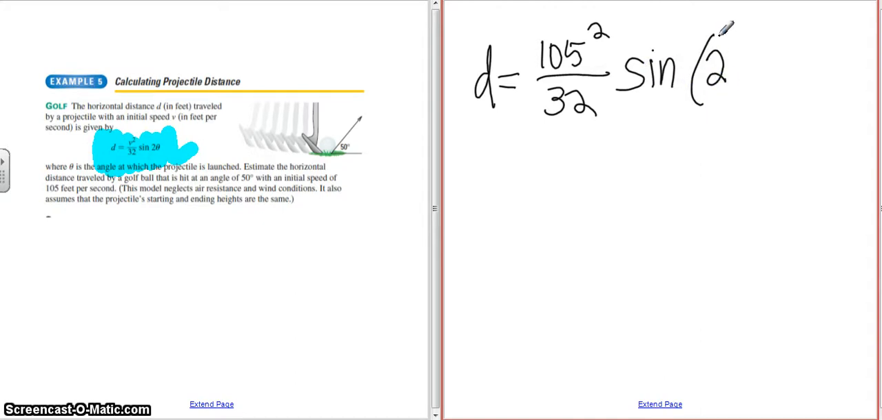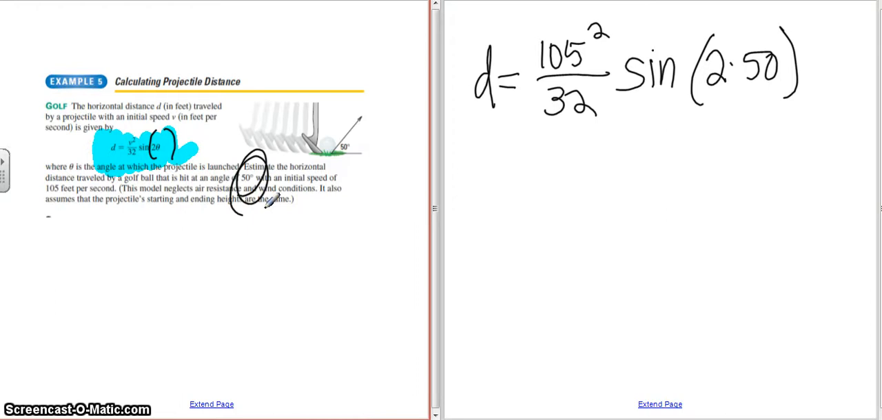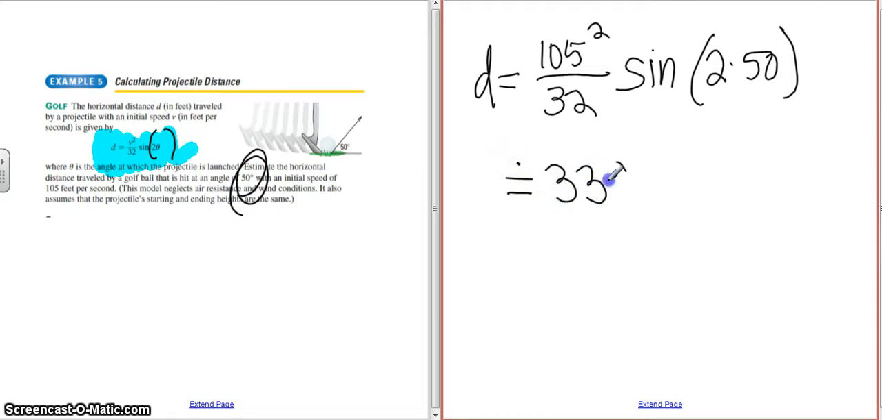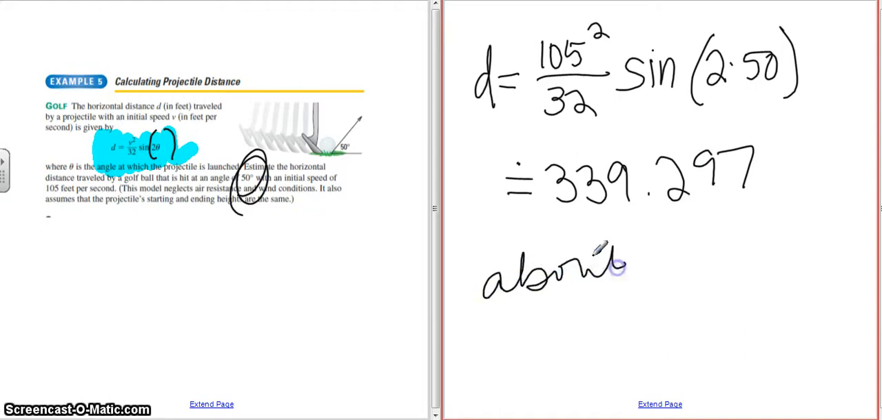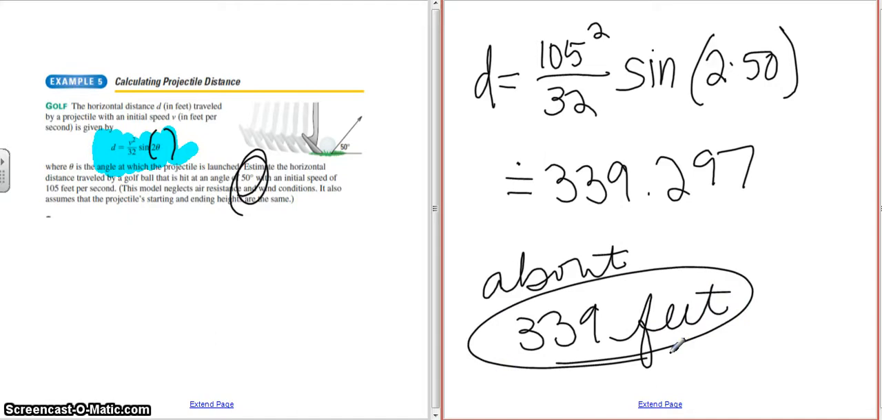Now, when it has 2 theta, they don't always write it, but there are really parentheses right here. You want to multiply the 2 by the theta before you do the sine. So 2 times 50. When you do this, make sure that your calculator is in degree mode because you're given the angle as 50 degrees. So check that mode before you punch this into your calculator. And when you do this, you get approximately 339.297, so it's about 339 feet. And that's all there is to it. You just plug the numbers right into the formula.